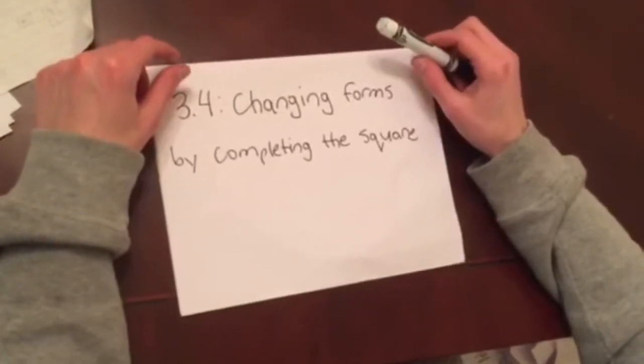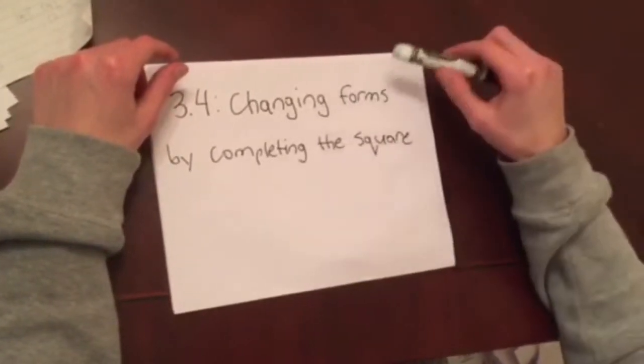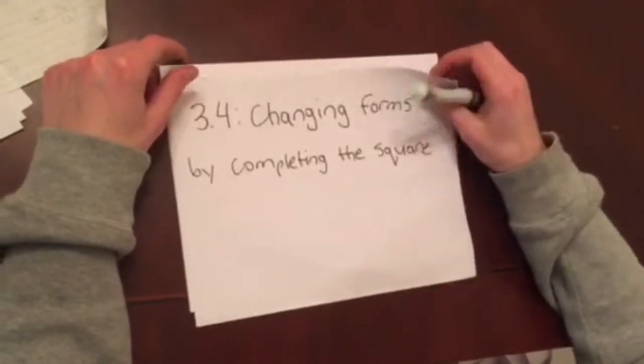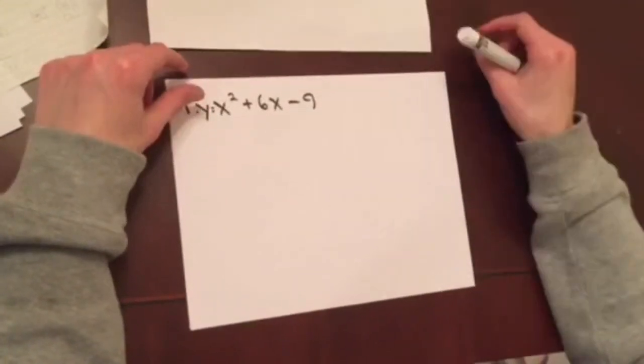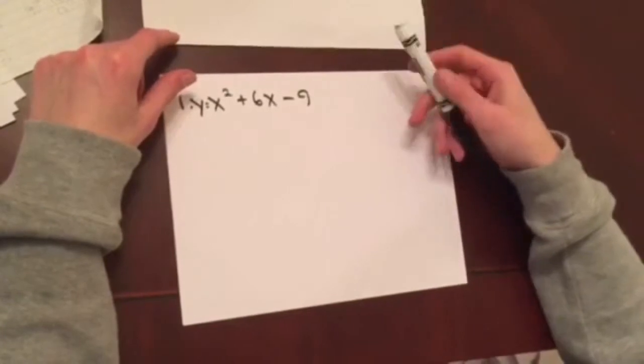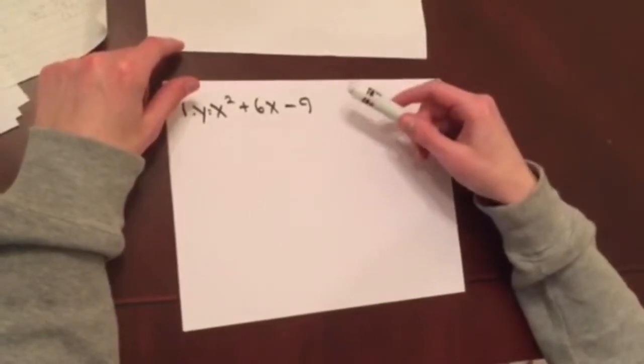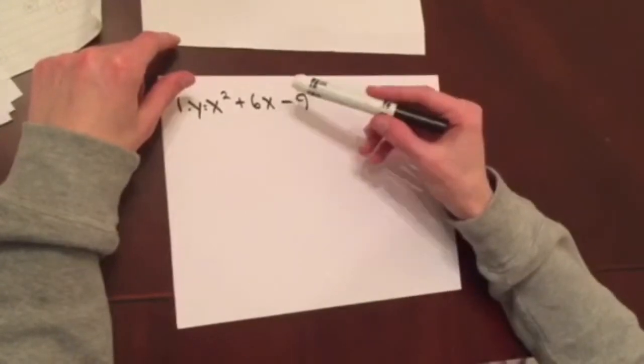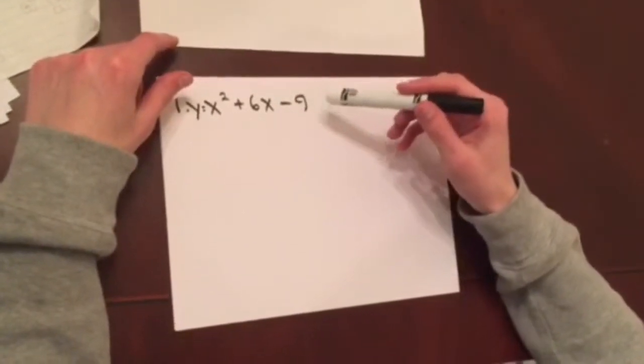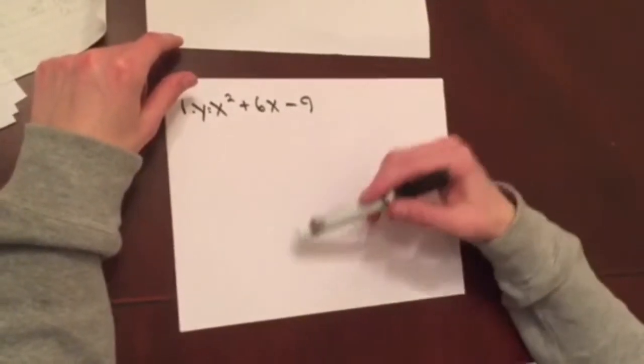Alright, so in this video I'm going to be talking about Unit 3.4, changing forms by completing the square. So what does changing forms by completing the square mean? Well, it means changing an equation that's in standard form like this one, x squared plus 6x minus 9, into an equation in vertex form.